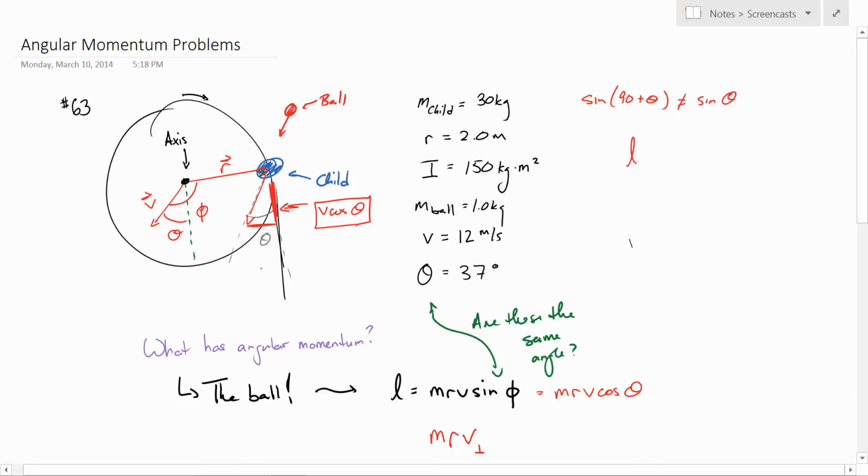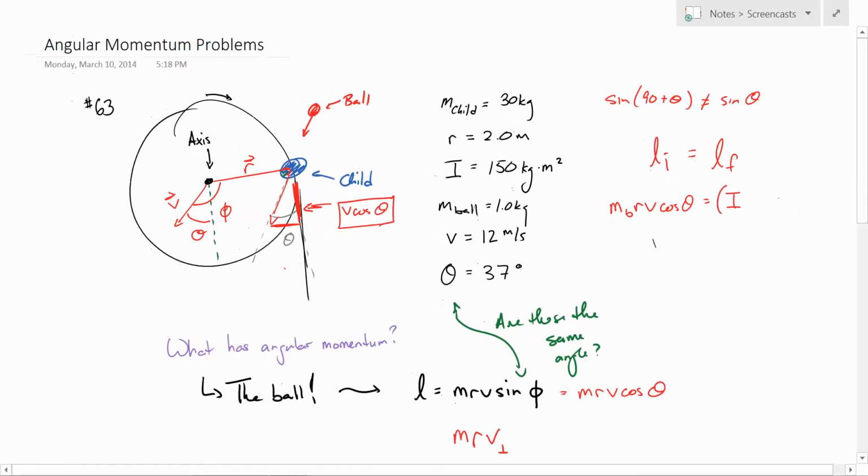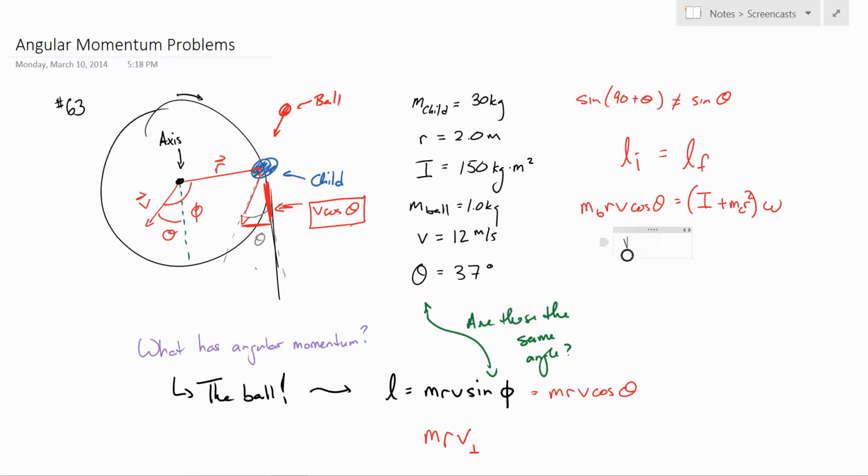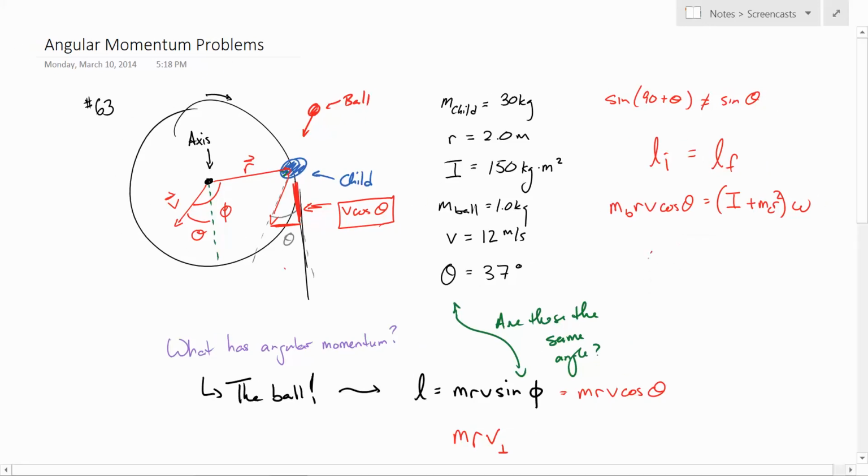And so if we look at this as conservation of angular momentum, I should specify that this is the mass of the ball. So m r v cos theta is going to be equal to whatever we have rotating, which is the I of the merry-go-round plus a term from the kid. Using this, I can solve for omega. It is m_b r v cos theta over I plus m_c r squared. And if you put in numbers, it's like 0.07 rad per second.